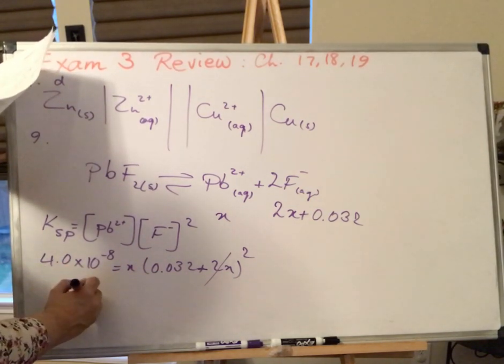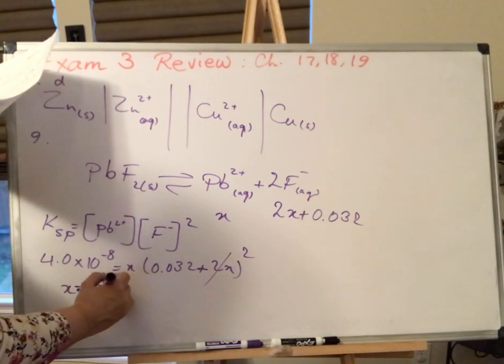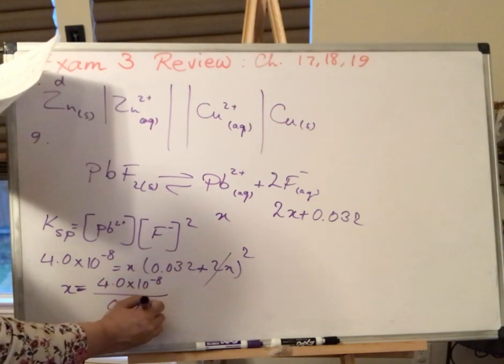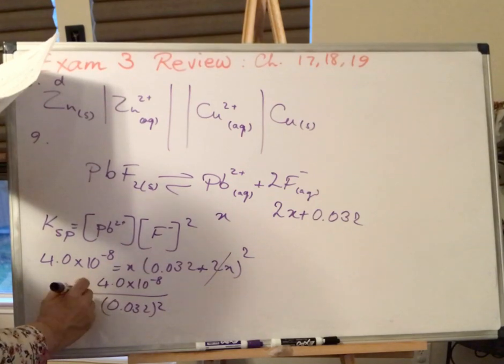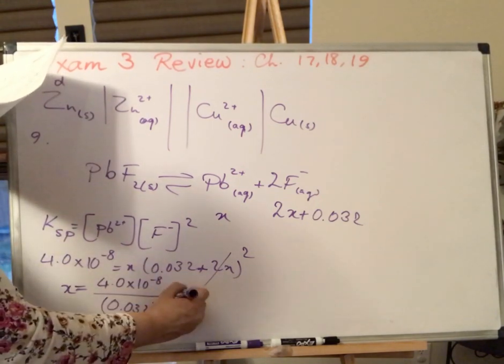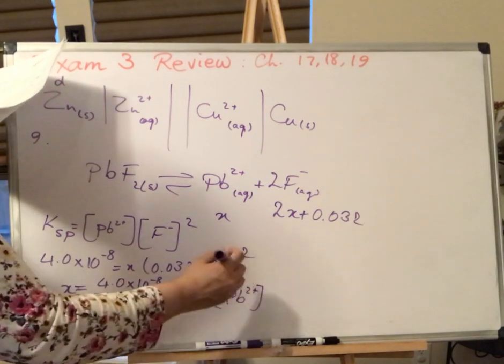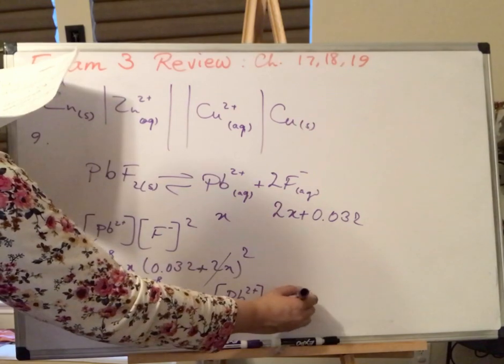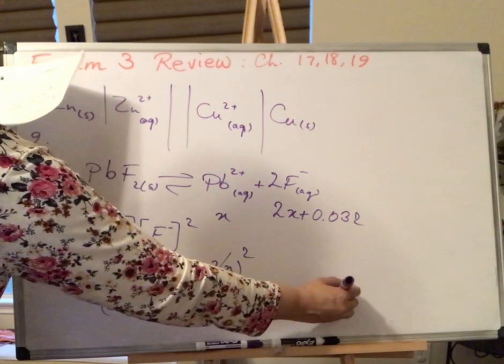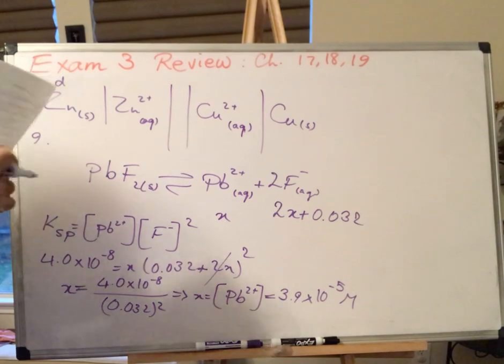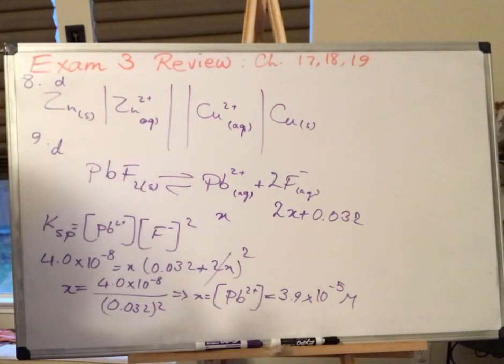So if you find it, X is going to be 4 times 10 to negative 8 divided by 0.032 squared. So X, which is the concentration of Pb, is going to be 3.9 times 10 to negative 5 molar. Which choice is giving us this answer? D. D is going to be the correct answer.